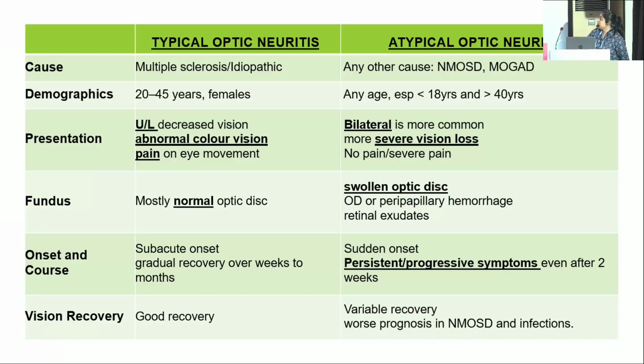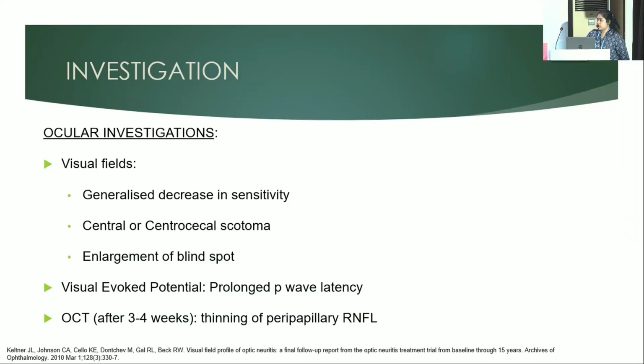So first, if a patient comes to you with unilateral decrease of vision with painful eye movements, but a normal fundus, most likely it could be typical optic neuritis. Similarly, a patient coming to you with bilateral vision loss, which may or may not be associated with pain, but with fundus changes, think of atypical optic neuritis. It's very important to know the difference between the two because there is typically a better recovery in the typical kind of optic neuritis.